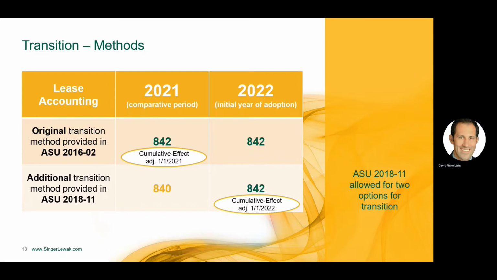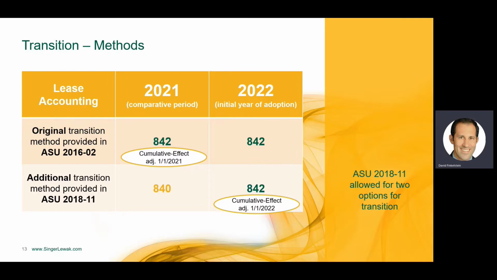Now, the first method is the original transition, which means if you're presenting 2 years comparative, in the year of adoption, you would reflect your impact, plus you'd go back to the prior year and reflect that. So the 2 comparative periods you were presenting would be reflective of 842. So if you adopted in 2022, you'd go back and restate 2021 to reflect your 842 or lease adoption.